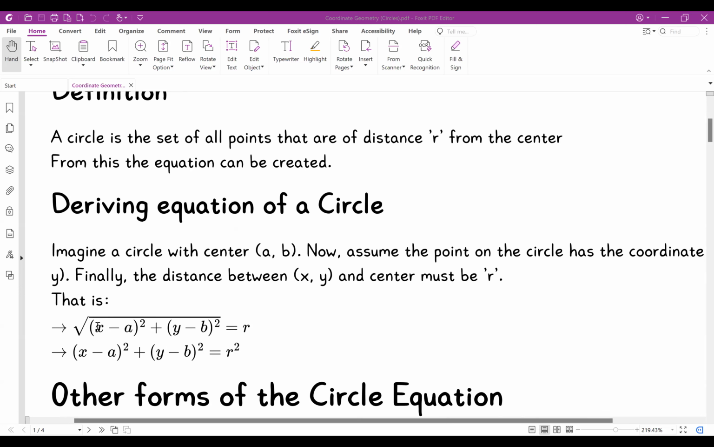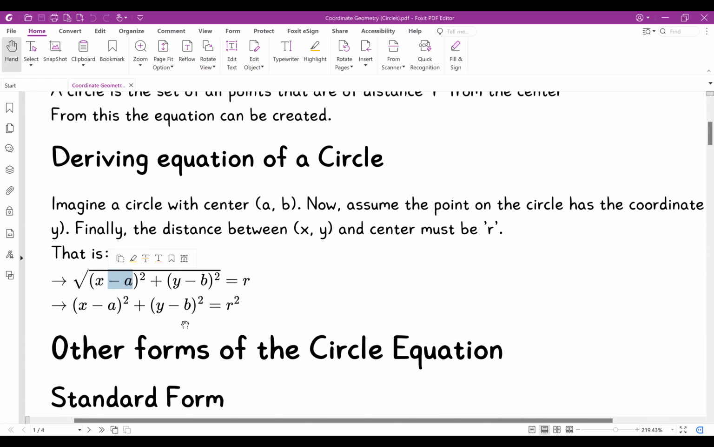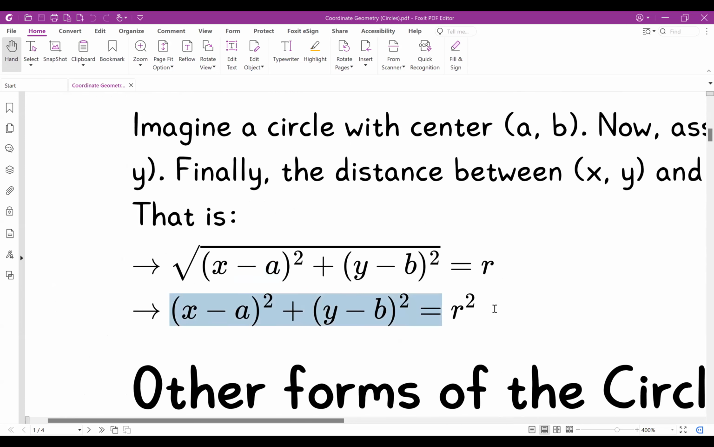So the distance between 2 points, A, B and X, Y, will be the square root of X minus A squared plus Y minus B squared, and that is equal to the radius, which is the distance. That way we get X minus A squared plus Y minus B squared is equal to R squared. That is one equation of the circle that you will need forever and ever.